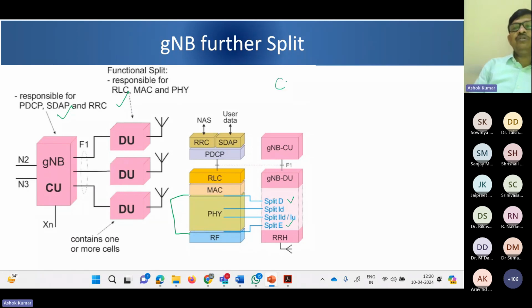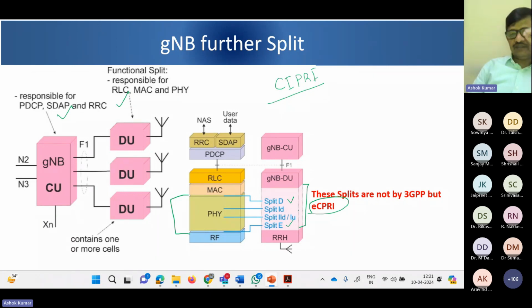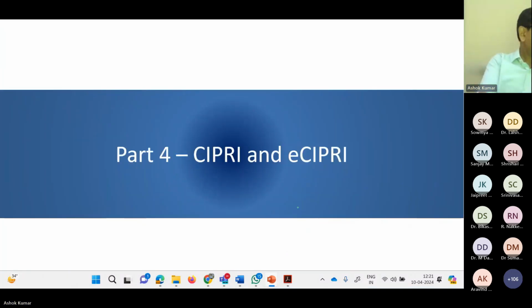But the CPRI protocol, which was earlier used, is not supporting these splits. So they developed another protocol called eCPRI. And eCPRI is able to handle further splits in the physical layer. And then you can divide RU and DU at any of these splits. So that's the concept. Are there any questions so far before I proceed to the next part?